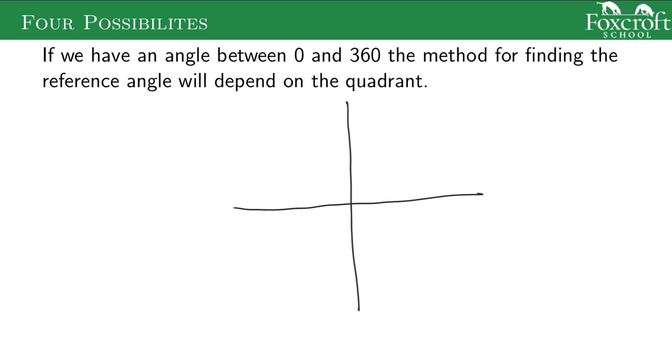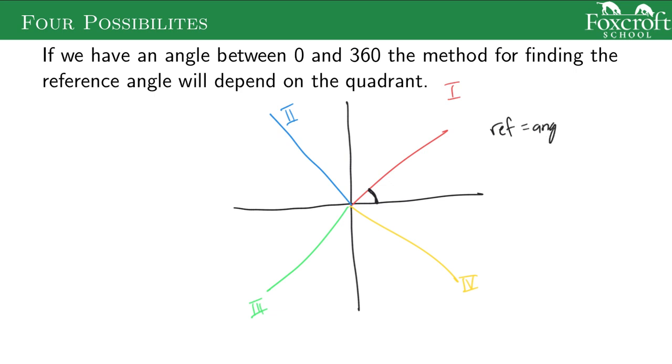So we have four possibilities. We have an angle in the first quadrant, an angle in the second quadrant, an angle in the third quadrant, and of course, an angle in the fourth quadrant. What are our reference angles in all these cases? In the first quadrant, the reference angle is just that angle there, which is the same as the angle itself. So you don't have to do anything in the first quadrant. In the first quadrant, the reference angle equals the original angle.